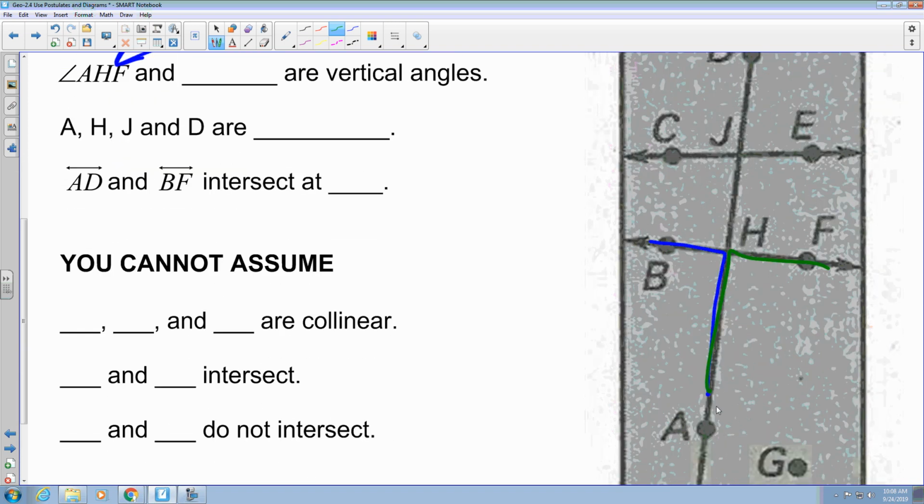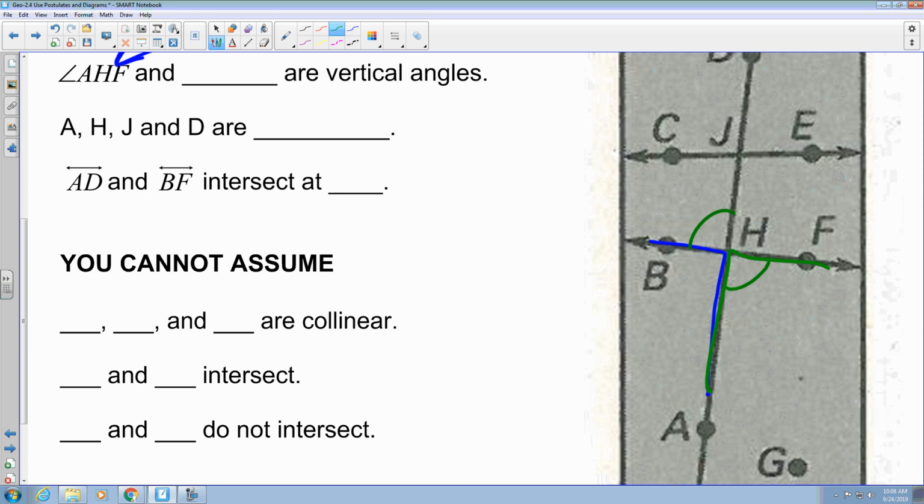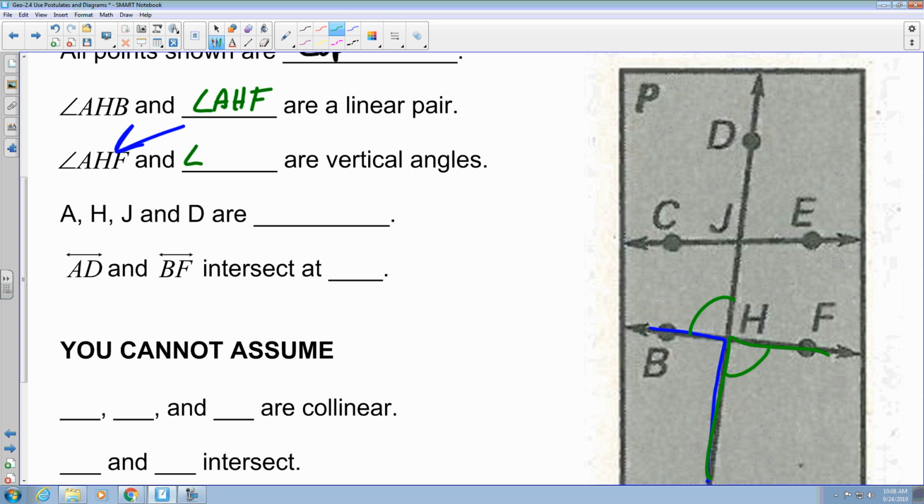Here it says AHF and what are vertical angles. So here's one angle. The vertical angle would be right here, so it would be BHD. So angle BHD are vertical angles. We can assume that.